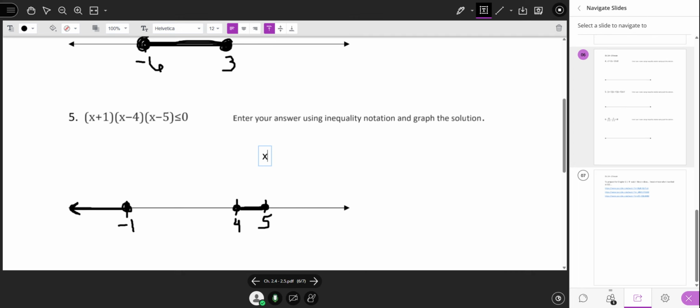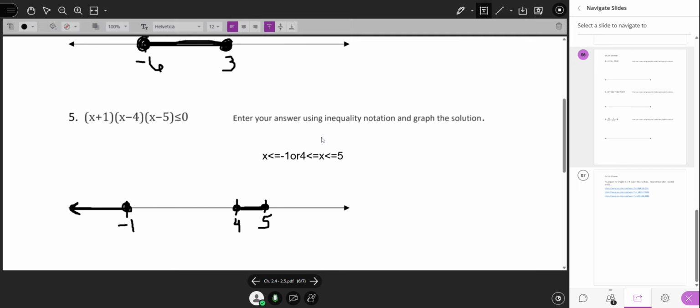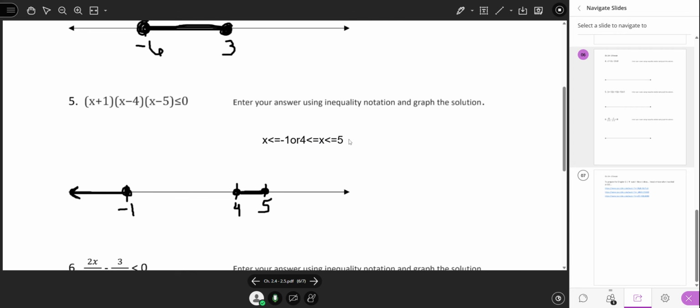You're going to say x less than or equal to -1 or 4 less than or equal to x less than or equal to 5. No spaces anywhere. And no caps.